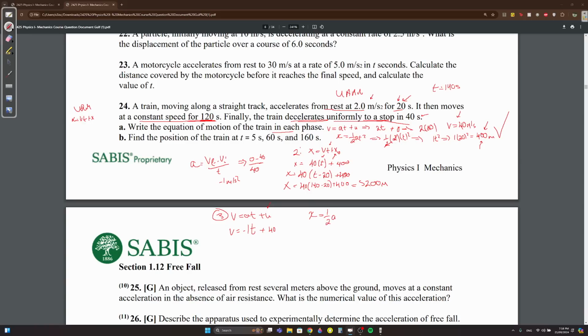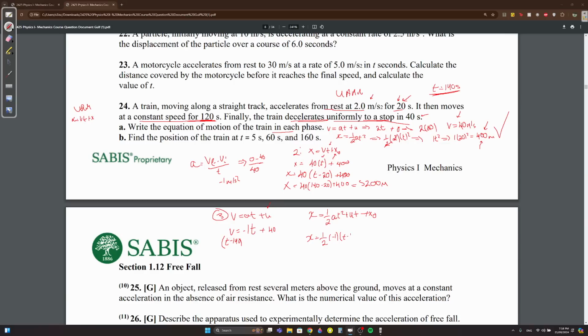Again, we're going to use half a t squared plus ut plus x naught. Half times negative 1 times the time squared. Again, by the way, t here, guys, is t minus 140. Why is it t minus 140? Because here we reached 140 seconds, right? So we want to subtract those earlier 140 seconds to determine where we are right now. So t is t minus 140.